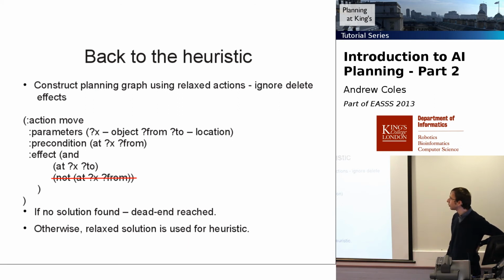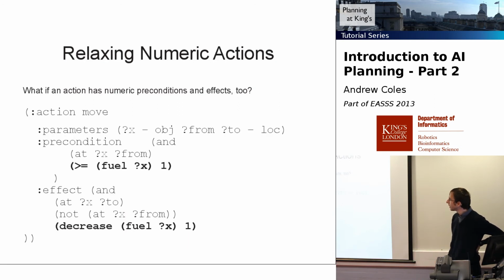Well, what do we do now we have numbers? Let's say that move action also used a bit of fuel. So we could say we'll have a precondition that the amount of fuel is greater than or equal to 1, and we're going to have an effect that we're going to decrease that same amount of fuel by 1. Well, if we strike out that fuel usage effect, is that a relaxation of that action? You're way ahead of me.